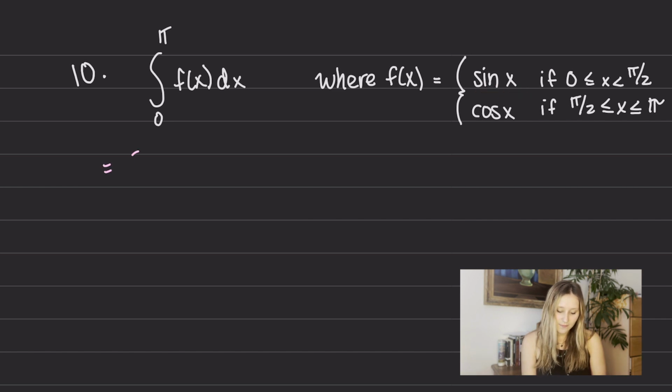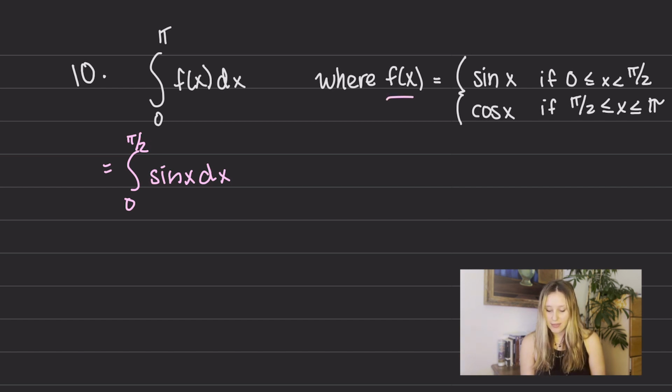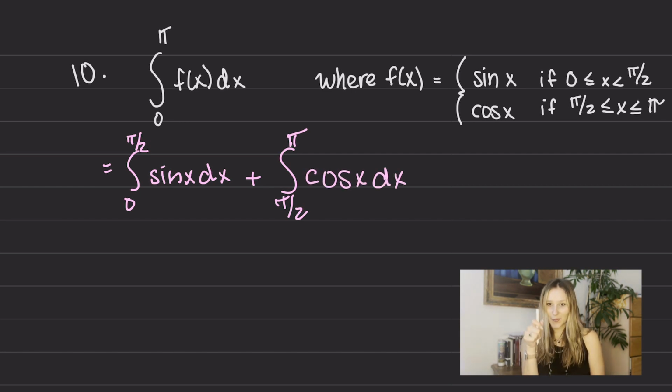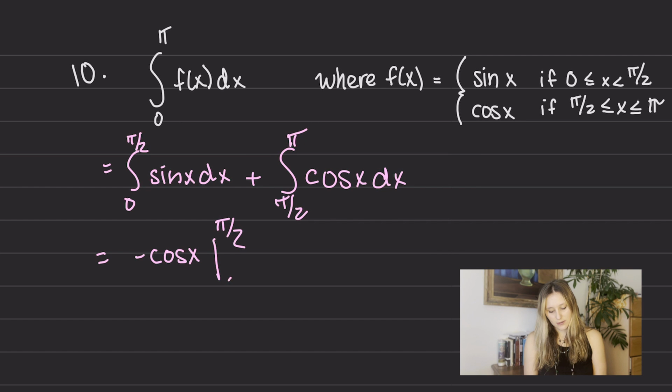For the first part, let's rewrite this. We have from 0 to pi over 2, this is going to be sine of x dx, right? Because that's what f of x is at those values. And then we have from pi over 2 to pi, that's going to be cosine of x dx, because that's what the function is at those values. And then we solve this as we would. We get minus cosine x evaluated at pi over 2 and 0. We get sine x evaluated at pi and pi over 2.